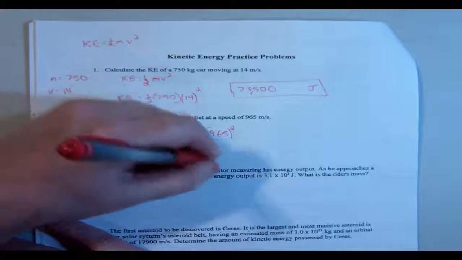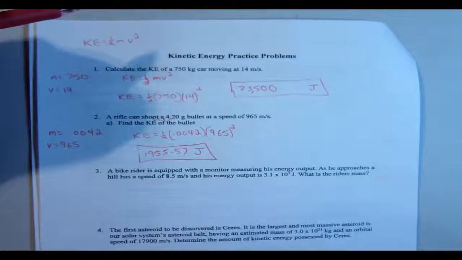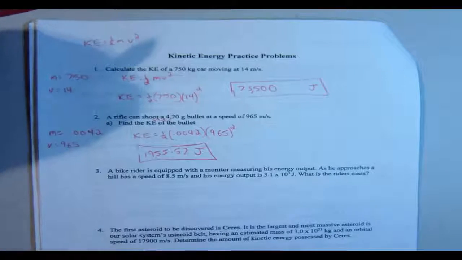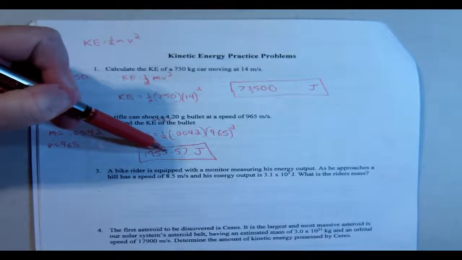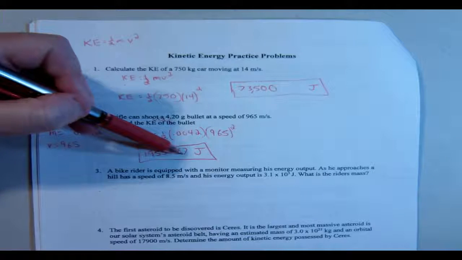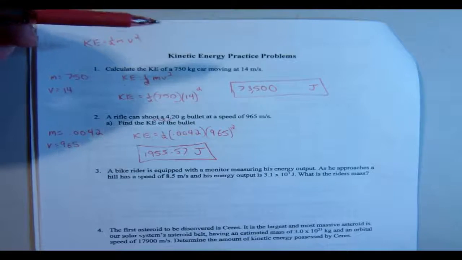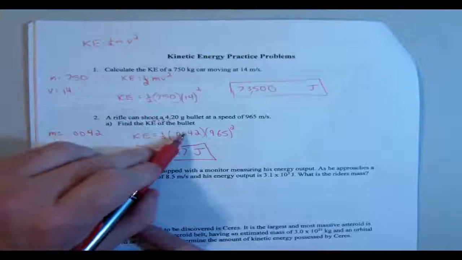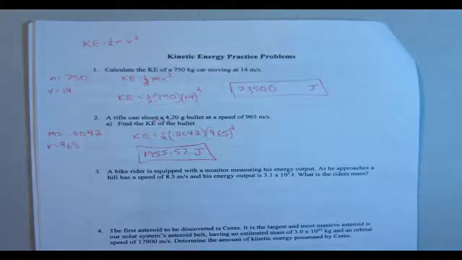1955.57 joules. Yo, I got 19,555. That's because you didn't change this. If you get a bigger number than this, like the decimals here, that means you didn't change this, right? So, remember, you got to convert that. That ain't no good. All right, let's do the next one.